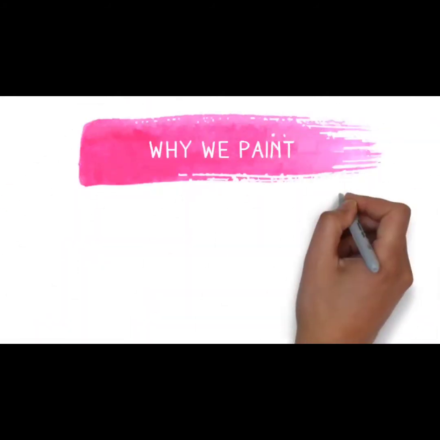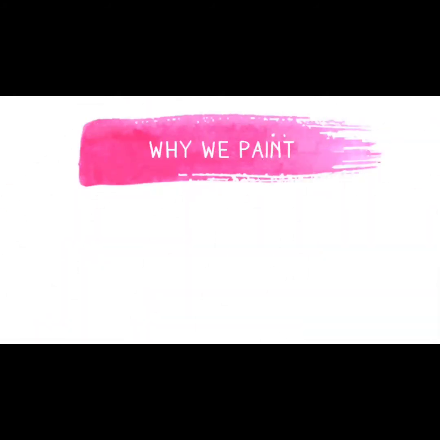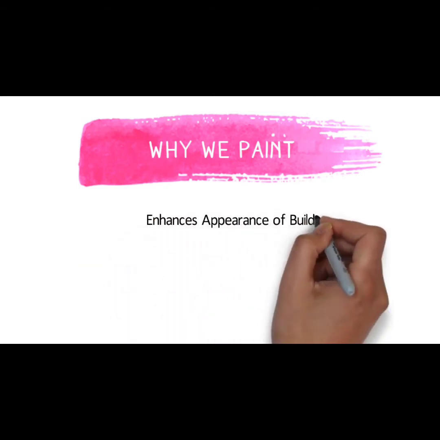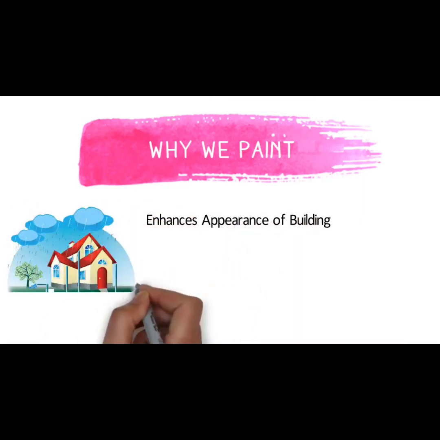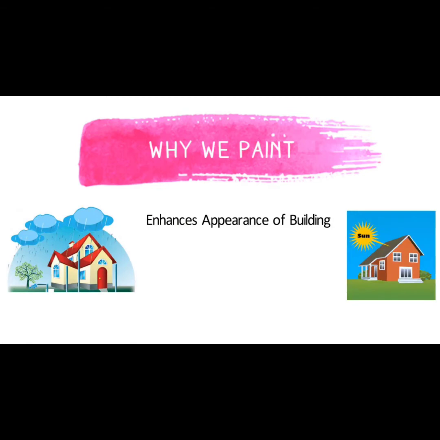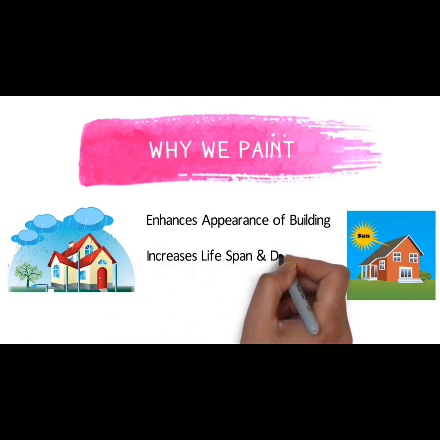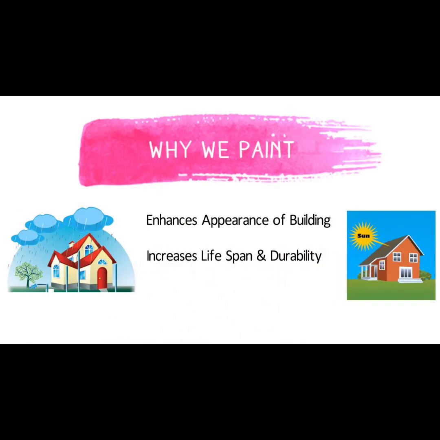Hello friends, why do we paint our house or building? The reasons are: paint enhances the appearance of the building. Paint protects the surface from rain and sunlight. Paint also increases the lifespan and durability of the structure. In this video, we are going to discuss the different components of paint.